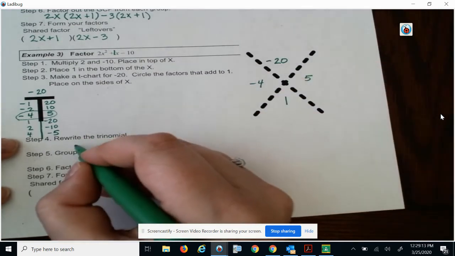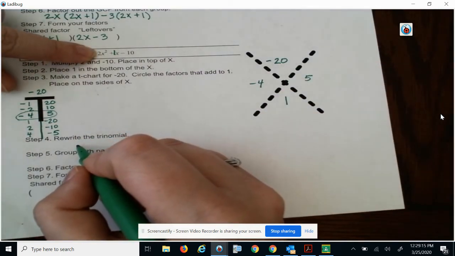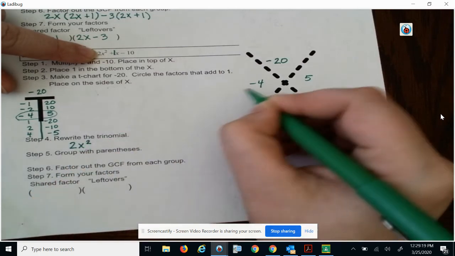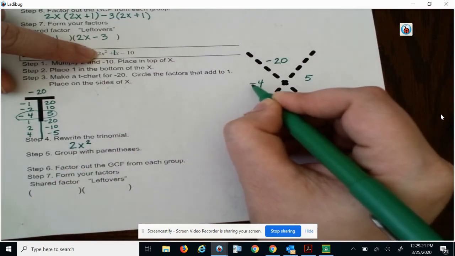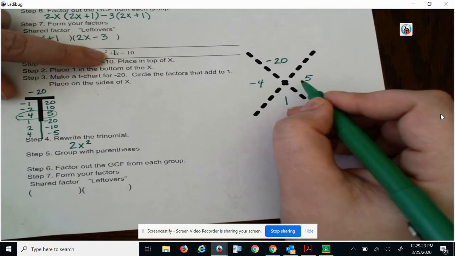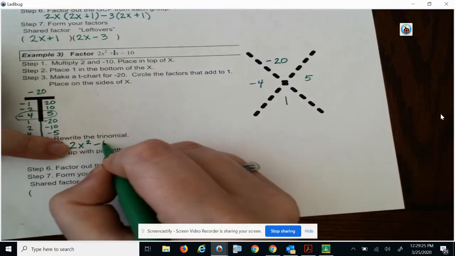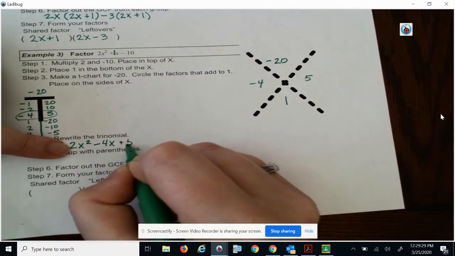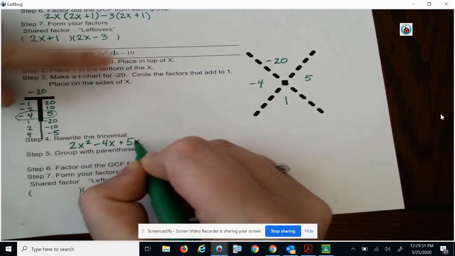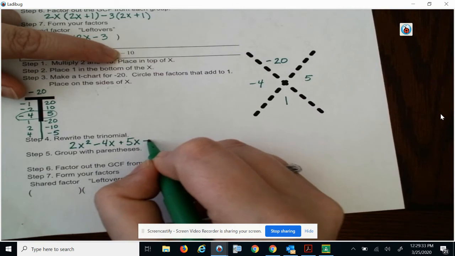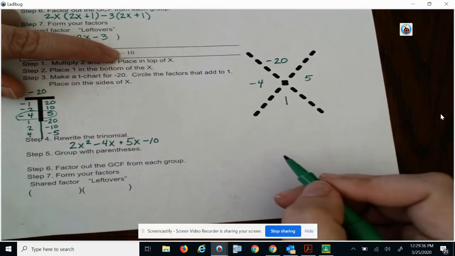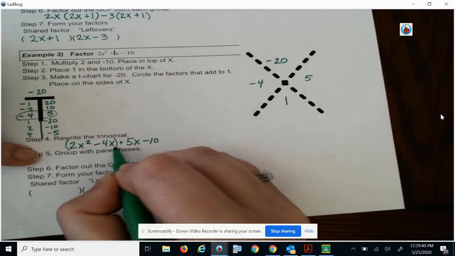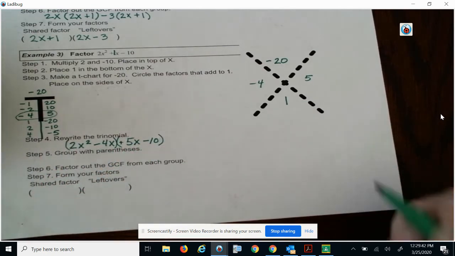Then we're going to rewrite the trinomial or polynomial. So 2x squared stays the same. And then we're going to use our side numbers to rewrite the middle term. So we'll do a -4x. That's a +5, so plus 5x. And then our last term stays the same, -10. Then group with parentheses our first two and our last two.